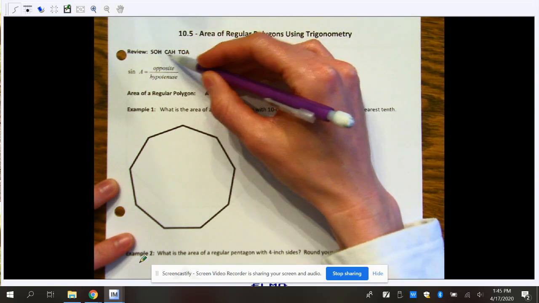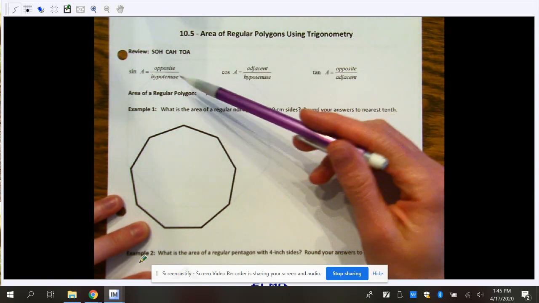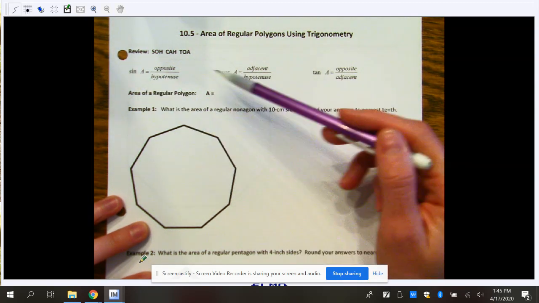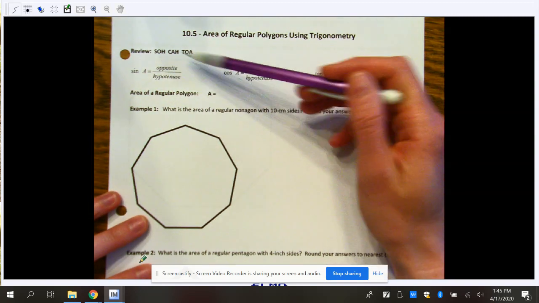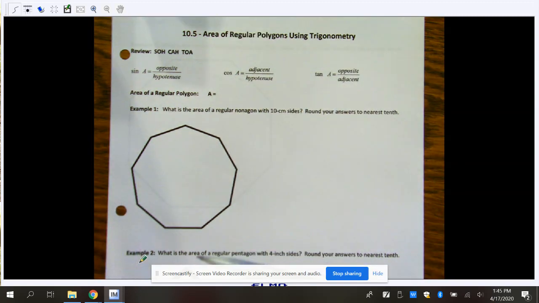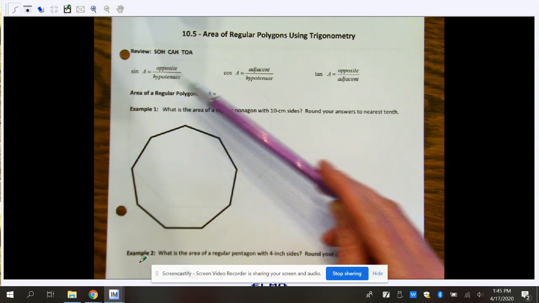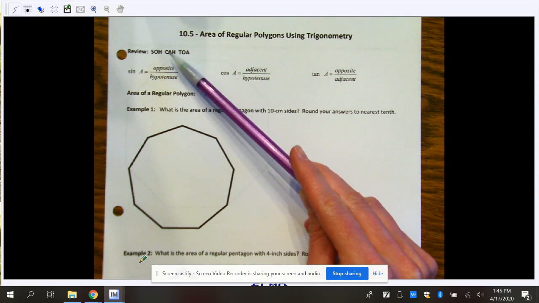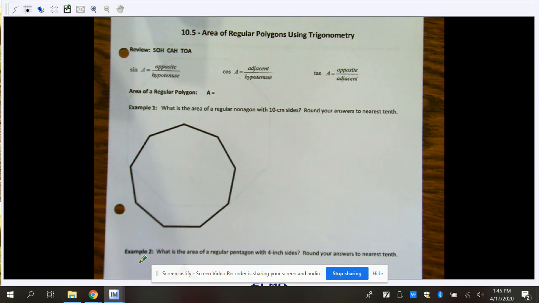Just to review, trig is a way to use ratios to relate sides and angles in a triangle, specifically a right triangle. We've got these three ratios: sine, cosine, and tangent. And remember, this acronym, SOHCAHTOA, helps us remember those ratios. Sine is opposite over hypotenuse, cosine is adjacent over hypotenuse, and tangent is opposite over adjacent.